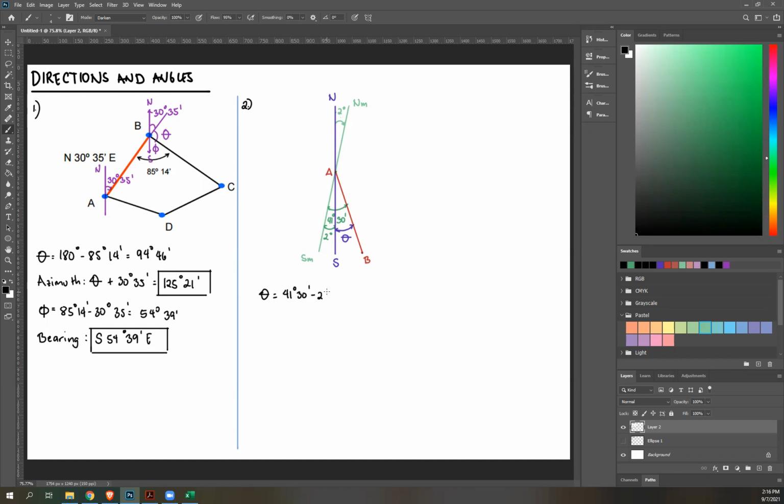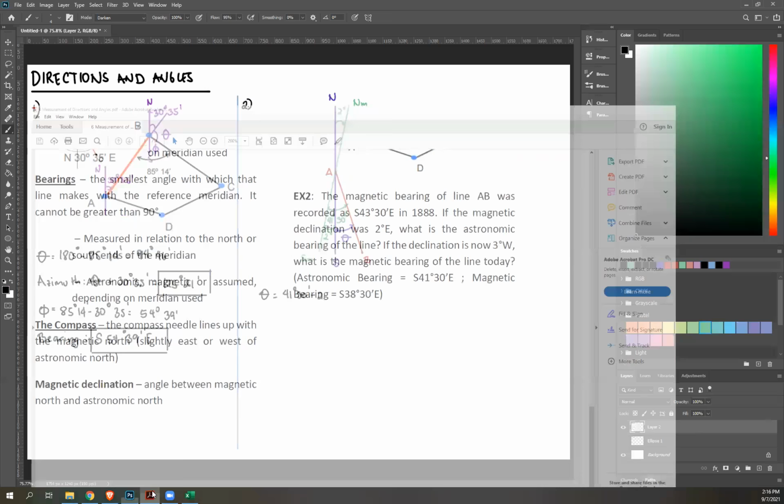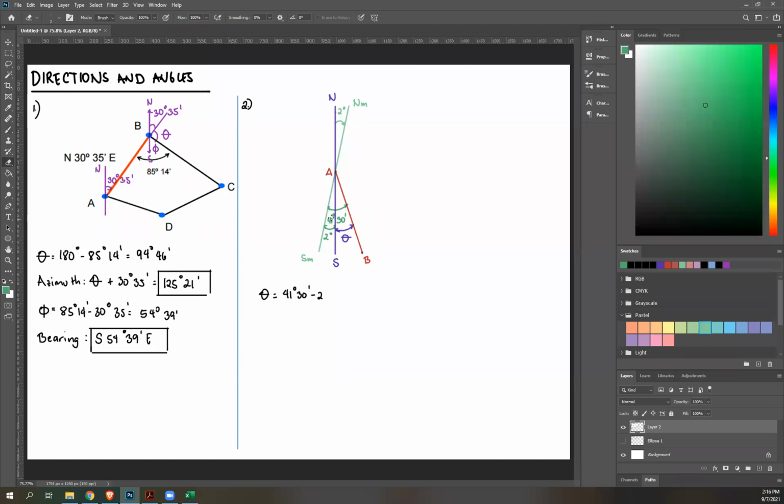And this is easy to solve. What's that, 41? Oh, that's 43, right? 43. Okay, I read it wrong. 43 degrees, 30 minutes minus 2 degrees. That's just 41 degrees, 30 minutes. 43 minus 2 degrees, that's just 41. 30. We're not done.